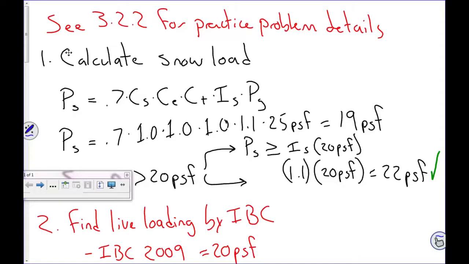So 1, calculate snow load. Let's go ahead and write our equation. P sub S, and it's just like it appears in your notebook or on your handout. 0.7, C sub S, C sub E, C sub T, I sub S, which we'll get to in a second, and P sub G, which is snow load.